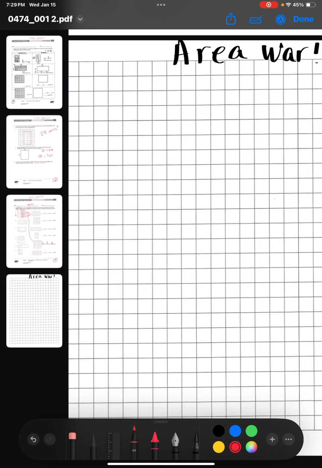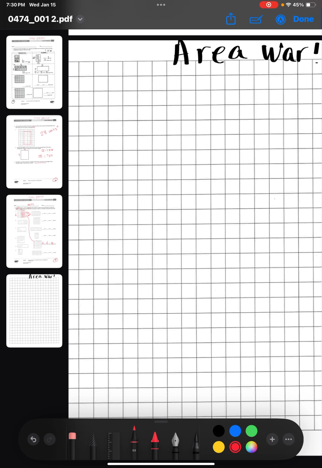I want to take a second to make a quick video on how to play a game that I call Area War. The only things that you need to play this game are a piece of graph paper, which I sent one home on the back of the first area extra practice packet that came home. If you need extra graph paper, you can always send me a message and I'll send more home. If you have a computer and a printer, you can find graph paper online to print out as well.